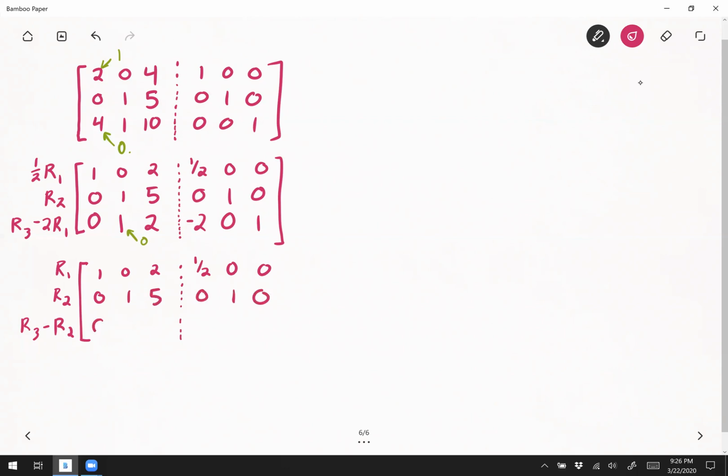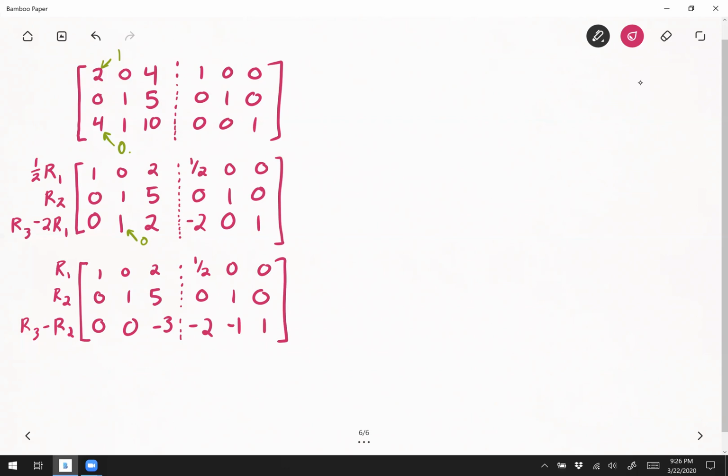Third row: 1 minus 0 is 0. 2 minus 5 is negative 3. Negative 2 minus 0 is still negative 2. 0 minus 1 is negative 1. 1 minus 0 is 1.